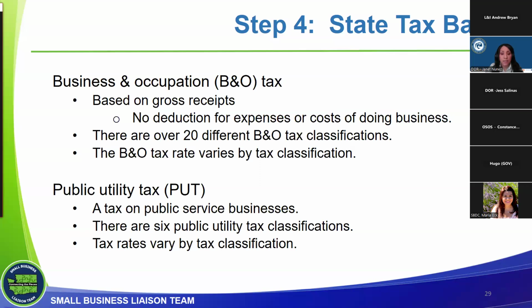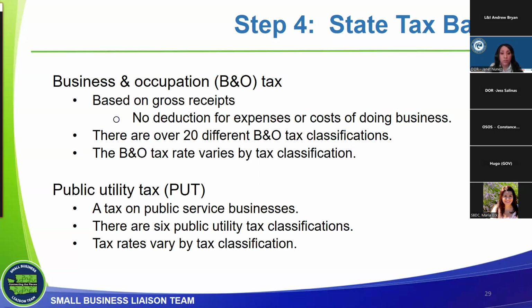The appropriate tax classification a business reports under depends on their business activities. Businesses performing more than one activity may need to report under more than one B&O tax classification. For example, if you sell products to consumers and retail distributors, you will report your sales to consumers under retailing B&O and your sales to retail distributors under wholesaling B&O.